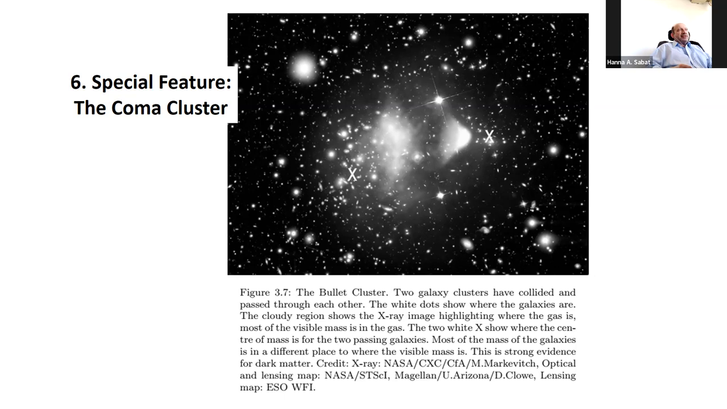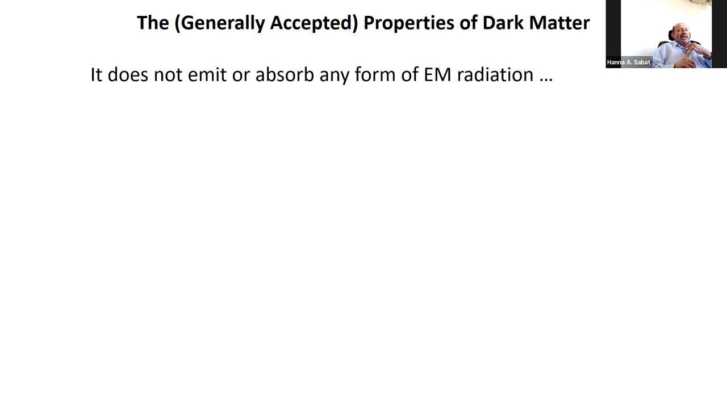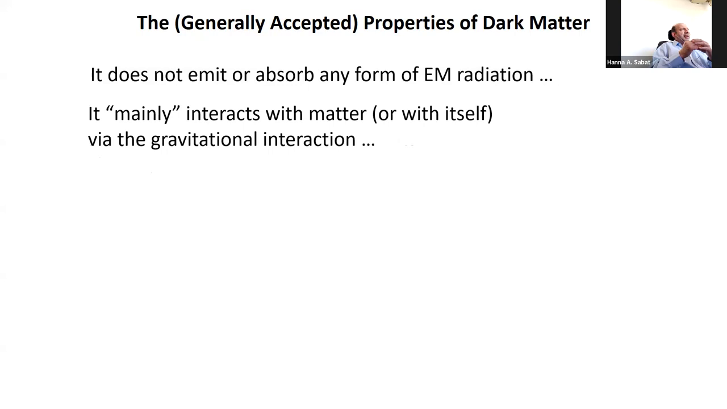So the generally accepted properties of dark matter, we may summarize them as follows. First of all, dark matter does not emit nor absorb any form of electromagnetic radiation, any form of light or infrared or X-rays, gamma rays, etc. It does not interact with radiation, does not emit or absorb. Second point, it mainly interacts with matter or with itself. That's important.